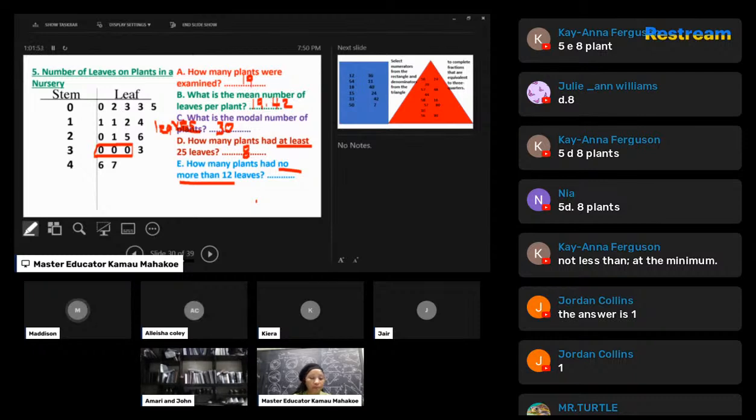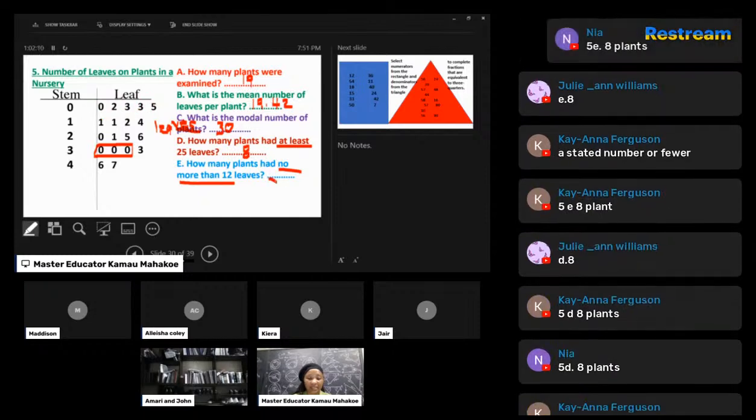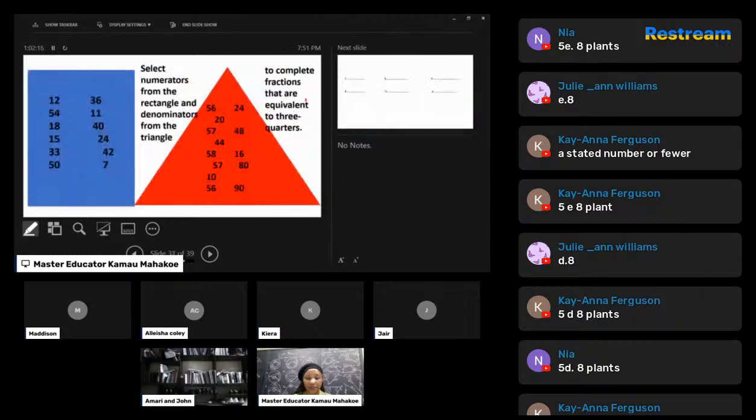Miss, 8. So let's see. Here's 12, a 1 and a 2. That's 12, 11, 11, 5, 3. So 1, 2, 3, 4, 5, 6, 7, 8 plants. 8, that's correct. So 8 plants had no more than 12 leaves. Okay, back to you, Amari, and this is our last question.